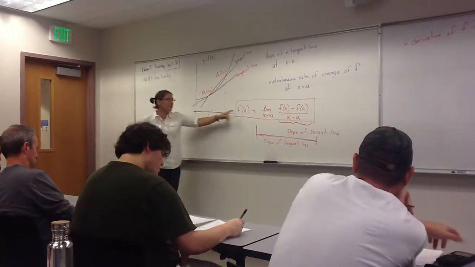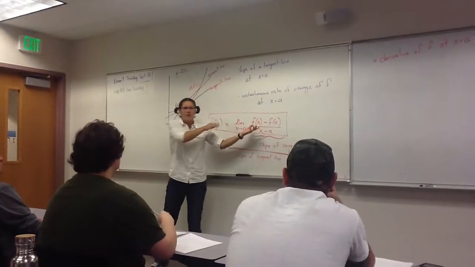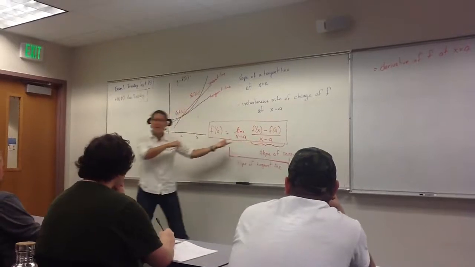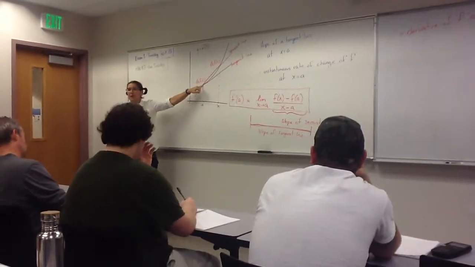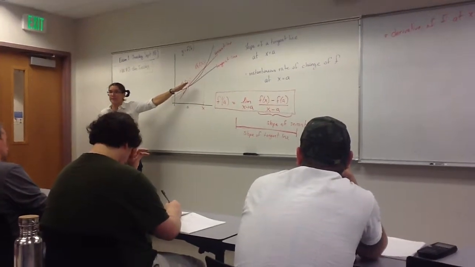Okay? And so this expression is telling us, if we can do some calculations with this expression, how steep our curve is right at the point x is equal to a. It tells us the slope of that tangent line.